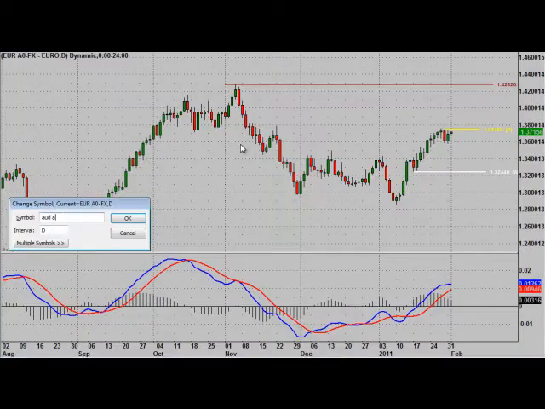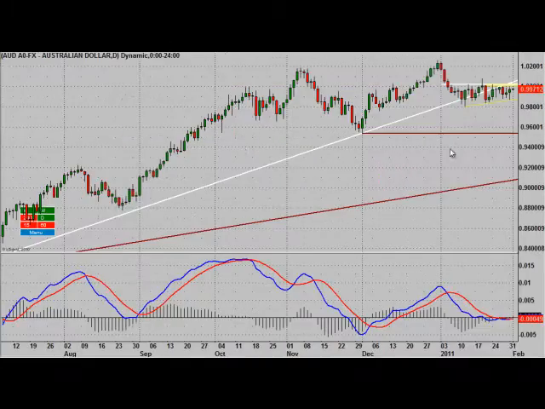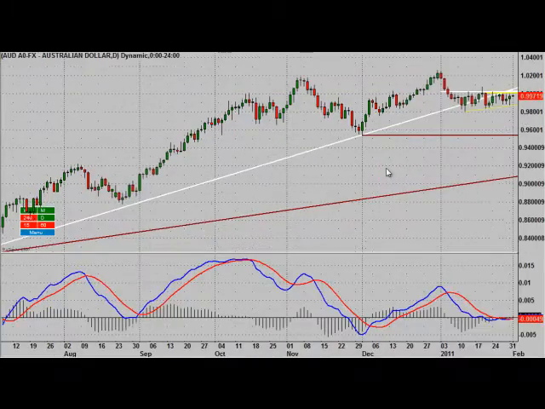First market, the Australian US dollar. Aussie USD had a pretty good rally today. You're working your way up towards the top of this channel it's been in.